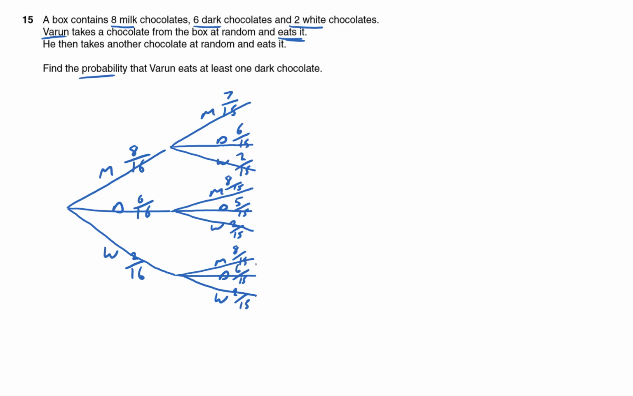And I've got to work out the probability Farron takes at least 1 dark chocolate. So it could be, if I highlight the route, it could be a milk followed by a dark. And I always like putting a cross there to remind myself I have to multiply the probabilities. So the probability of that will be 8/16 times 6/15 for that route.